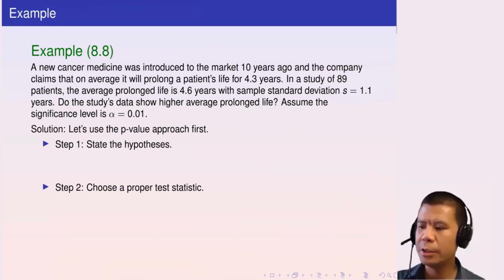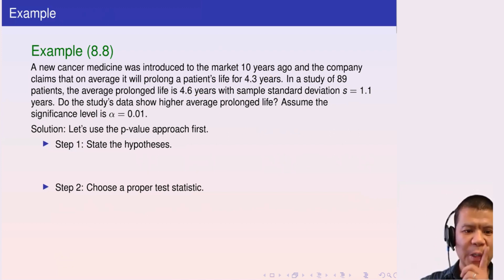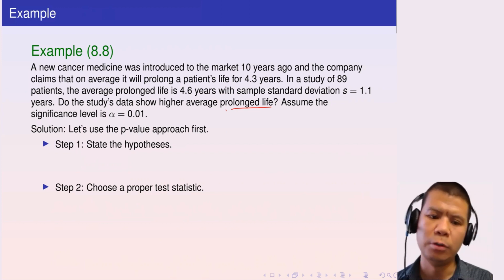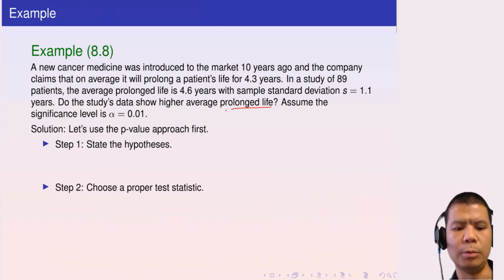Okay, now let's consider another one. A new cancer medicine was introduced to market 10 years ago, and the company claims that on average, it will prolong a patient's life by 4.3 years. In a study of 89 patients, the average prolonged life is 4.6 years, with sample standard deviation s equal to 1.1. Do the study's data show a higher average prolonged life? Assume the significance level alpha is 0.01.